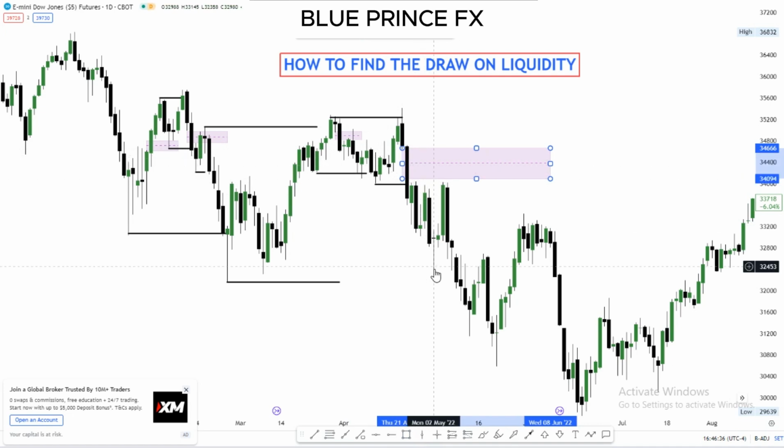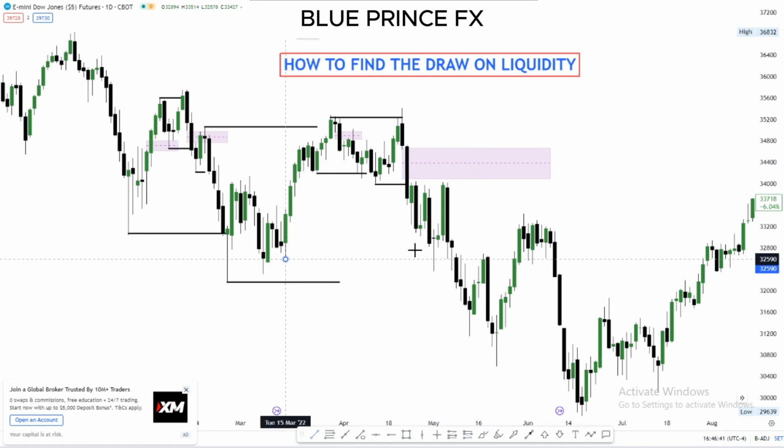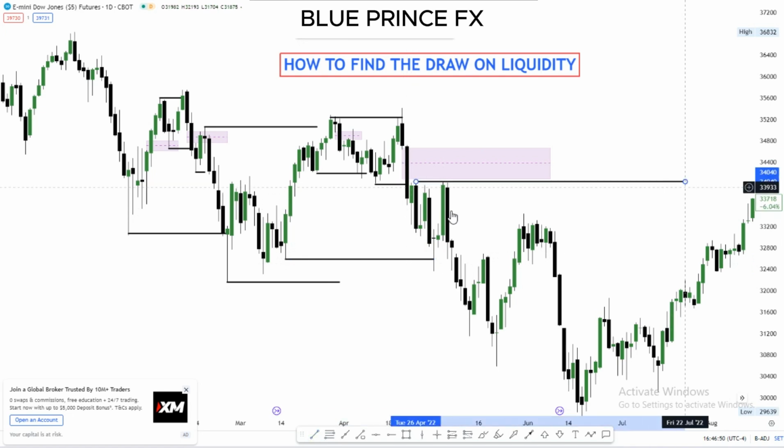So the market goes down and takes out this liquidity here. We have the market taking out this liquidity, snapping up and going up. When it goes up, it created something like equal highs here. These are our equal highs. But the market goes down and attacks this sell side liquidity. And when it attacks this sell side liquidity, watch what it does.